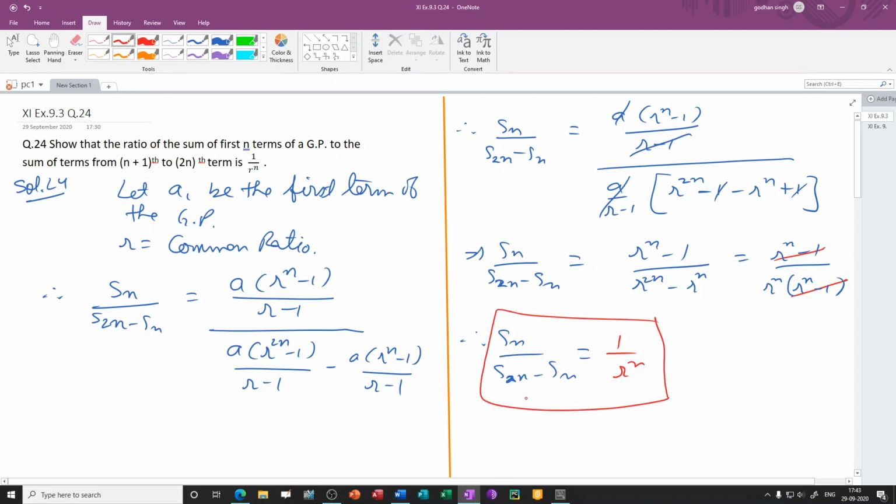And again, for those who may not be able to understand this, S2n minus Sn is nothing but the sum of terms from n plus 1th to 2nth term. We can write it that way, because S2n means the sum of the first 2n terms and Sn means the sum of the first n terms. So from the first 2n terms, we remove the first n terms, and what we get is the sum of the terms from n plus 1th to 2nth term. So this is our solution of question number 24, and with this it is complete.